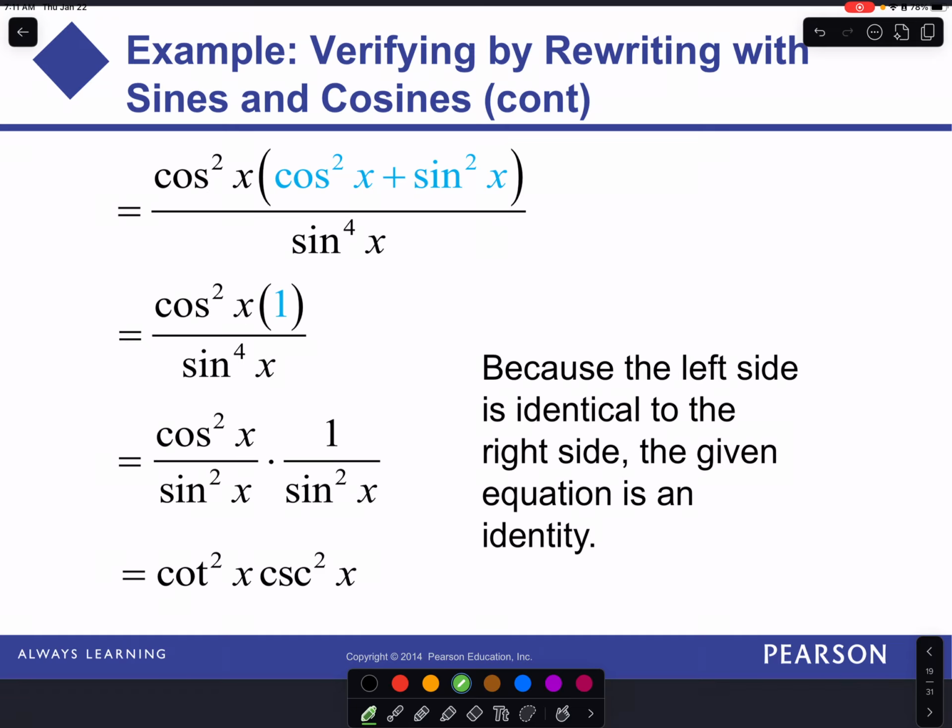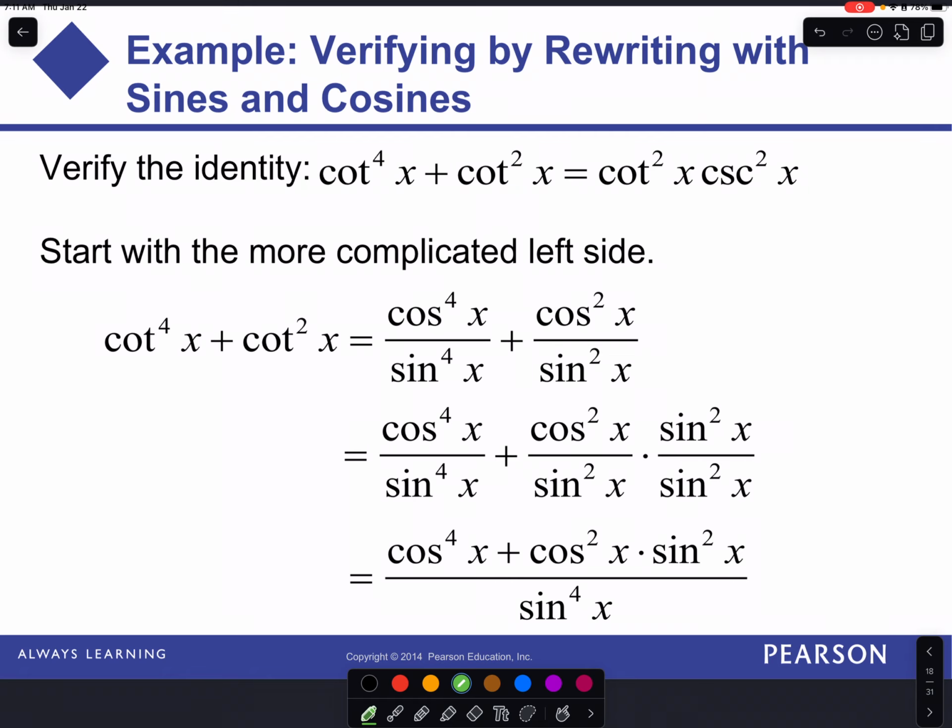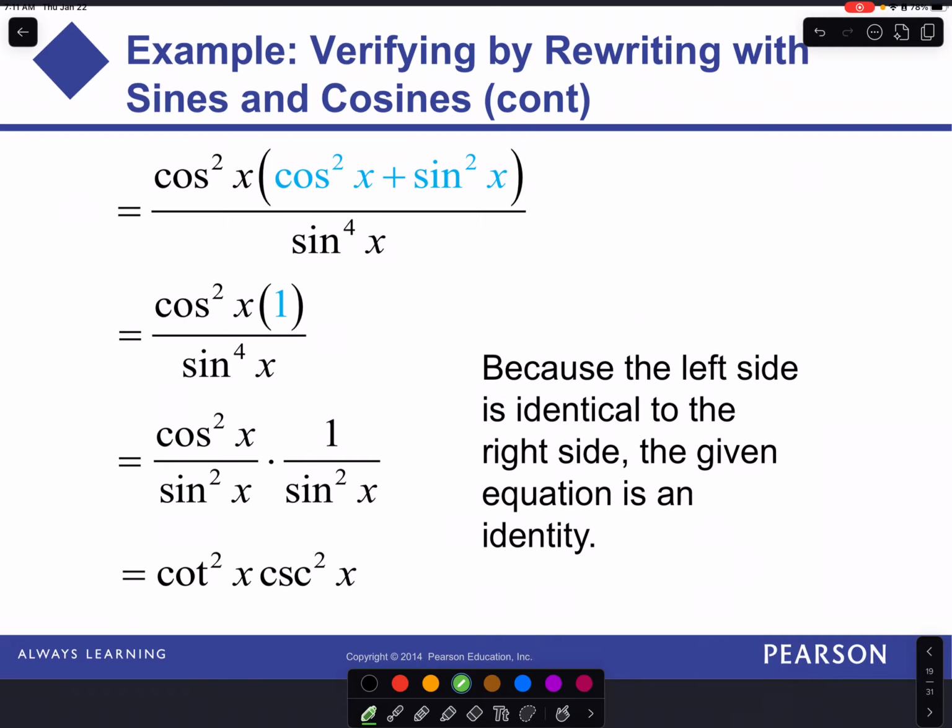Okay, and then cosine squared plus sine squared, let me see. If we factor out a cosine squared, we'll have cosine squared times cosine squared plus sine squared. Cosine squared plus sine squared is a 1. And then we're left with cosine squared over sine squared. And then you can kind of catch it from there. Okay. All right, let's just try another one.